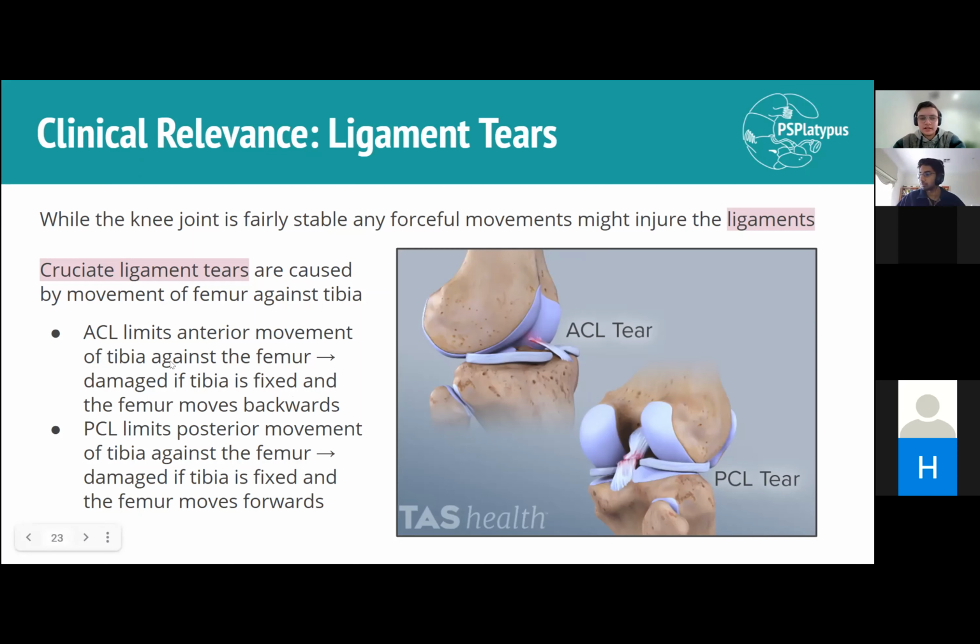Similar thing with the PCL. Generally, the PCL will prevent posterior movement of the tibia against the femur. But if the tibia is fixed, then to get that sort of movement, the femur will need to move forward. That replicates the same scenario, where you will get a tear of the PCL because it's not able to resist that motion. So again, review this because it's important. I think you will come across this in a tutorial somewhere, and it's a bit of a trick question, so keep it in mind.